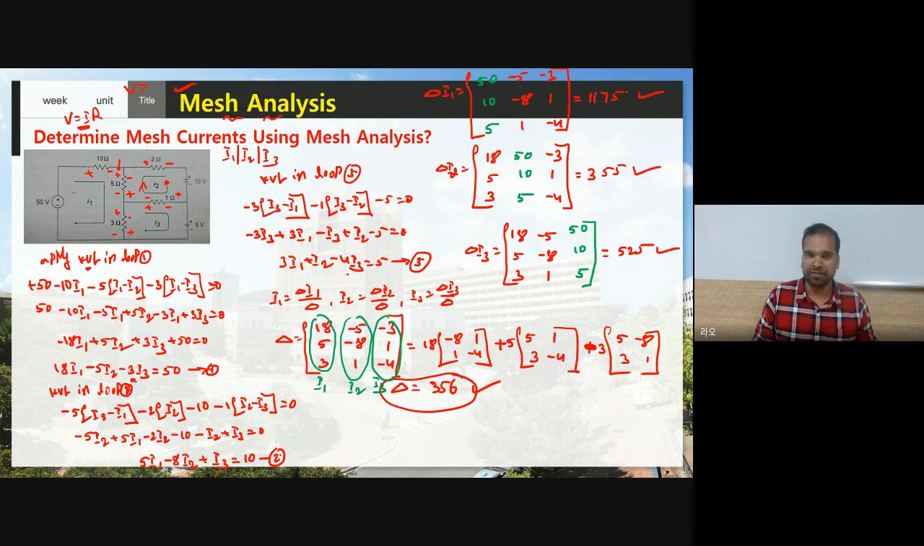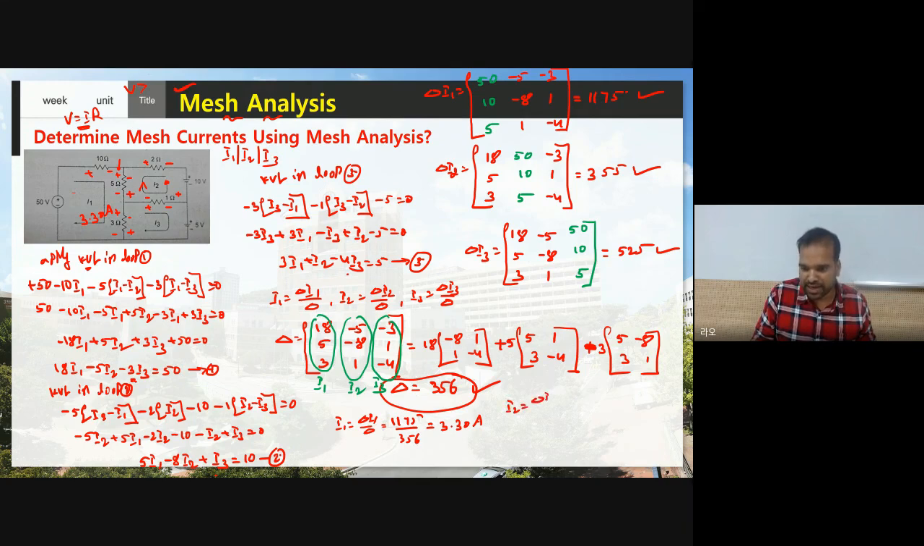Now you know the determinant of delta, and you know the determinants of delta I1, delta I2 and delta I3. Can we find I1, I2, I3? Yes. I1 equals delta I1 by delta, that is 1175 by 356. If you calculate this, you will get 3.30 ampere. This is the current flowing in loop 1, the I1 current, and the current at the 10 ohm is also 3.30 ampere.